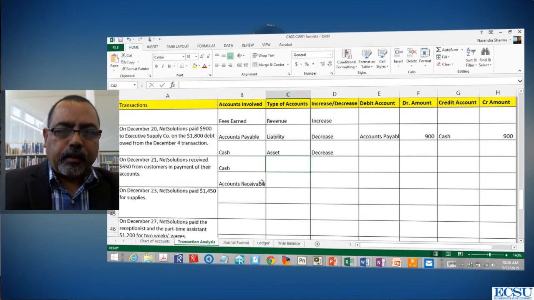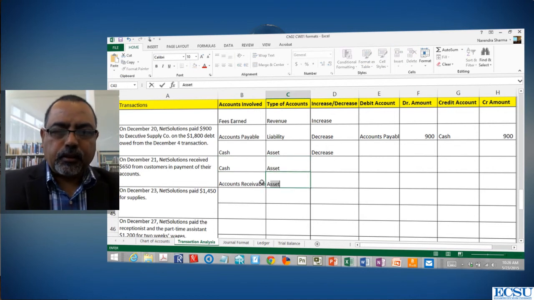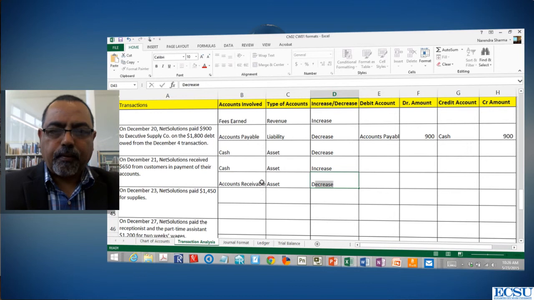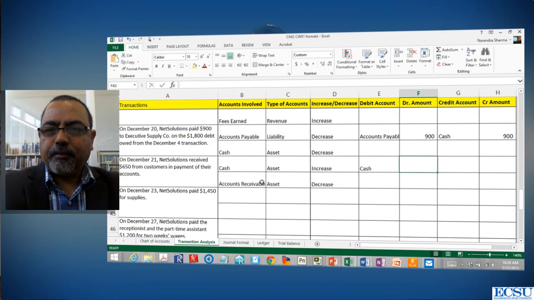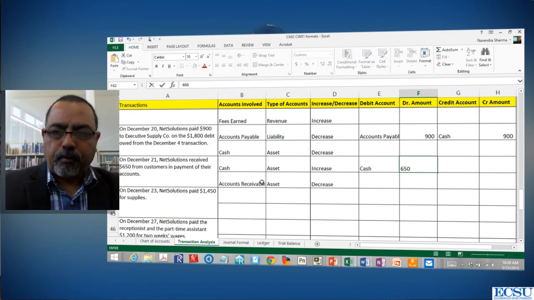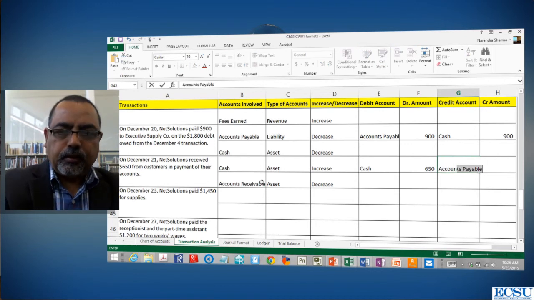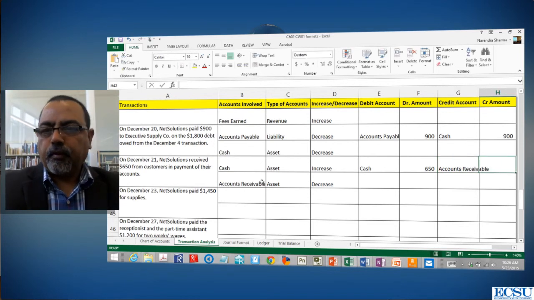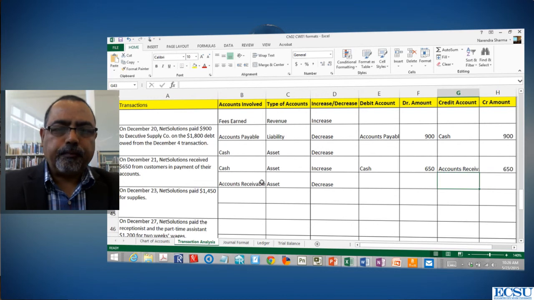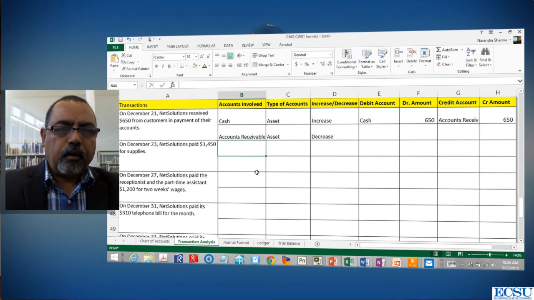Now, cash is an asset. Accounts receivable is also an asset. Cash is increasing and accounts receivable is decreasing. So an increase in cash should be debited. That's why I'm debiting the amount of 650 and crediting accounts receivable, that is 650. Okay.